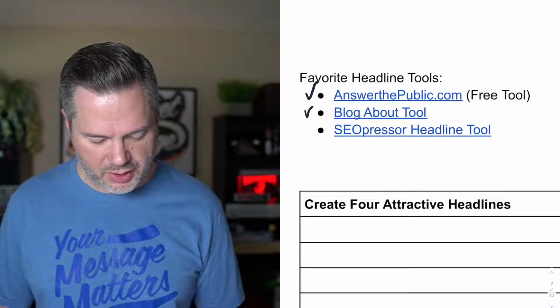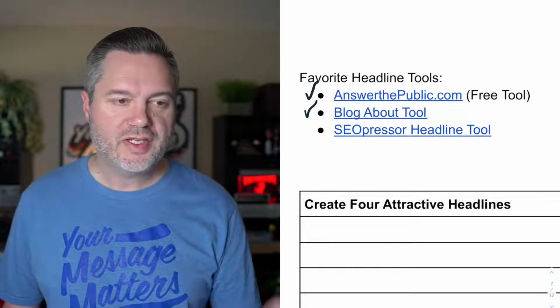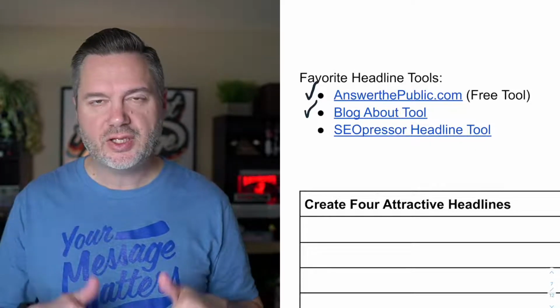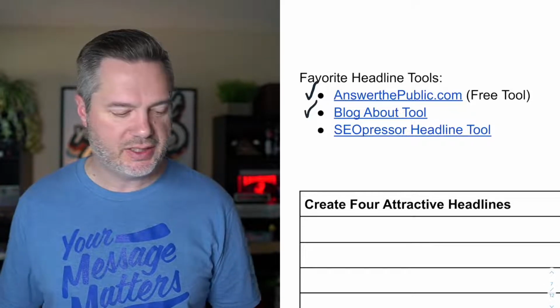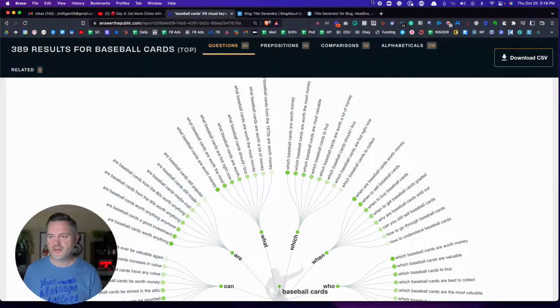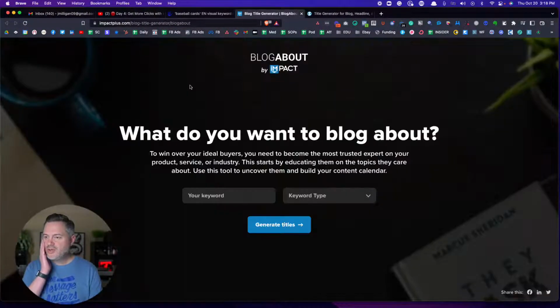Let's look at this one, Blog About Tool. So this one is a long link, so definitely want to click the link in the PDF to go find it, because it's a little bit harder to find. But let me jump back over here to the screen. Let me show you this one. So Blog About by Impact. What do you want to blog about? Now, it's using blog, but truthfully, it's just a headline creator. So it can work for your podcast episode titles. It can work for your YouTube videos as well.